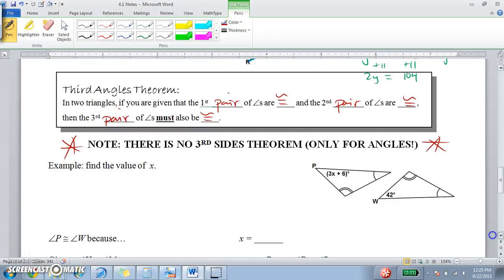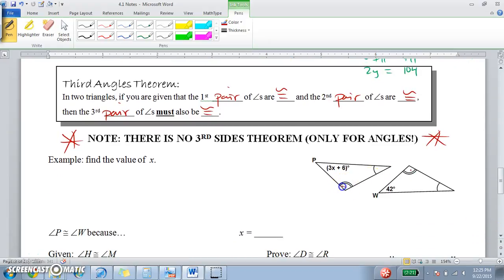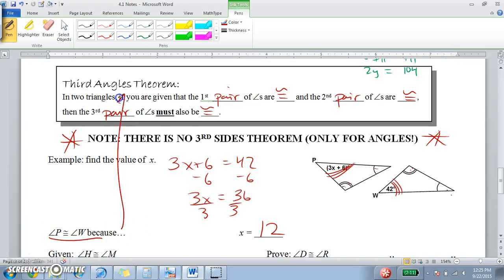So find x. We've got these two angles with a double rainbow, this with a single rainbow, so we know those are congruent. Therefore, third angles theorem says these two angles have to be congruent to each other. So 3x plus 6 has to equal 42. So I subtract 6. 3x equals 36. When I divide by 3, I get x equals 12. So these angles are congruent because of the third angles theorem right there.